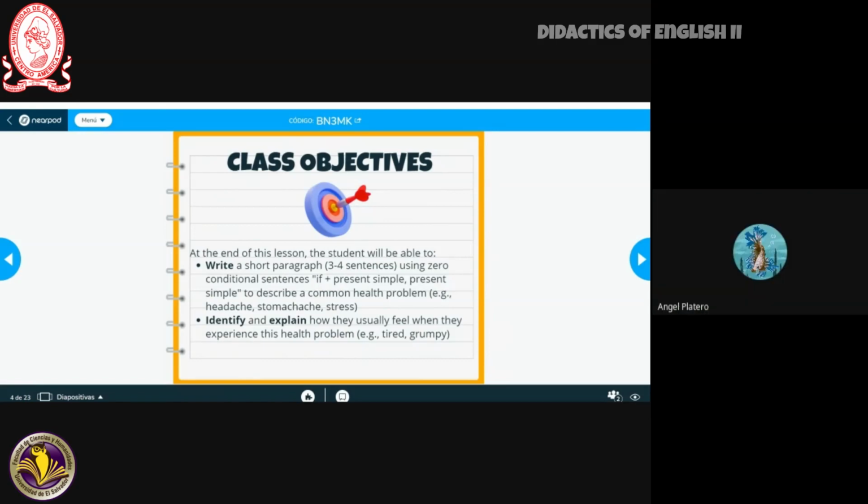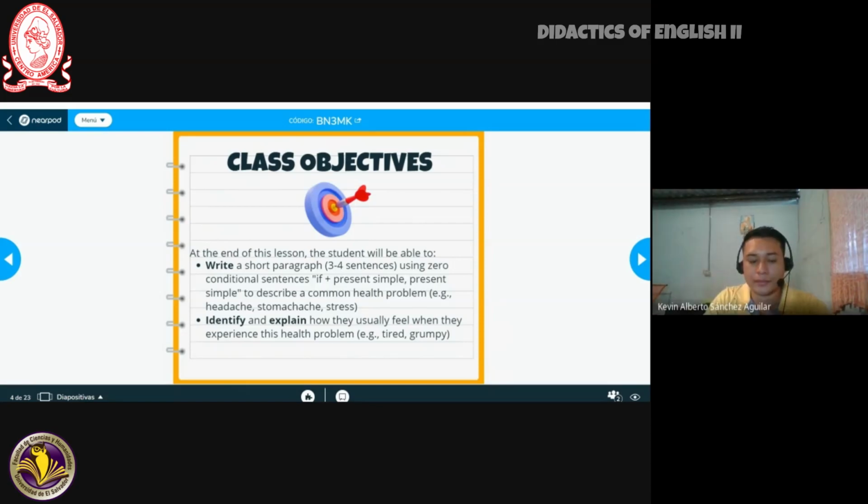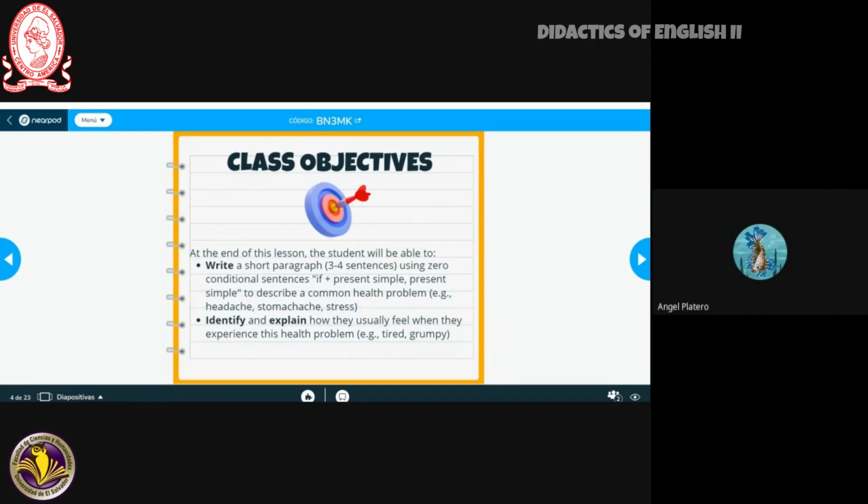At the end of the lessons, the student will be able to write a short paragraph, 3-4 sentences using zero conditional sentence. If plus present, present simple to describe a common health problem. E.g., headache, stomachache, stress. Identify and explain how they usually feel when they experience this health problem. E.g., tired, grumpy.